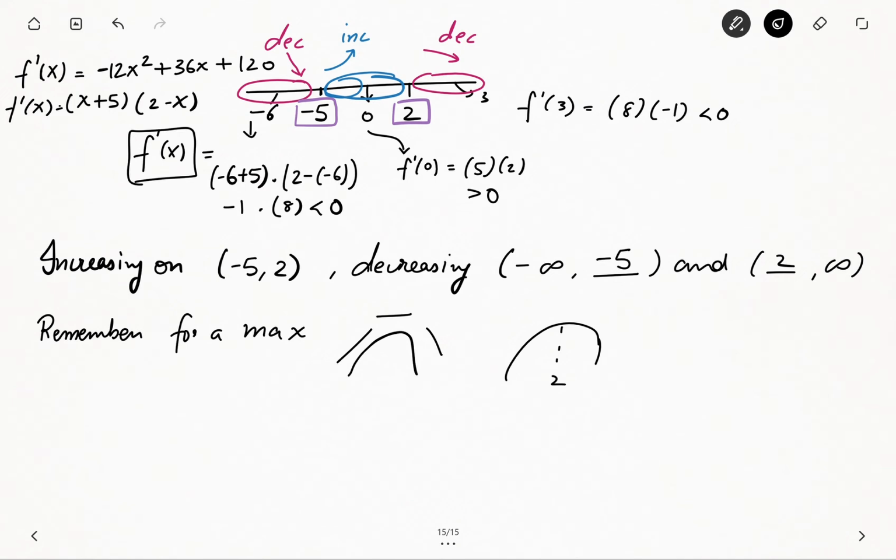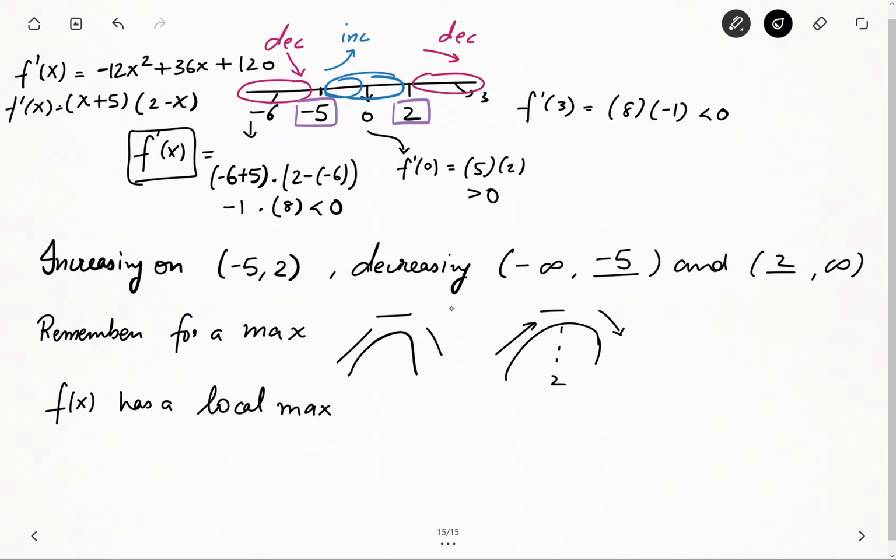So if you see 2, the slope was positive before that, it becomes 0, and then it starts to decrease right after that, right? So technically, from that information, you can see the function has a max. More specifically, it is a local max at x equals 2. And that's how you conclude how to find intervals for our question here.